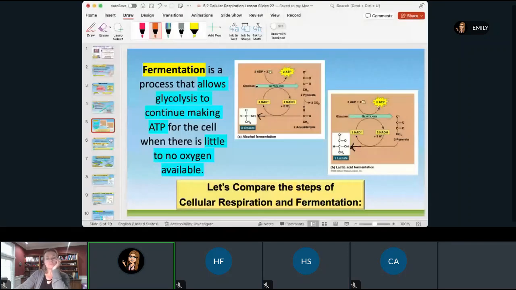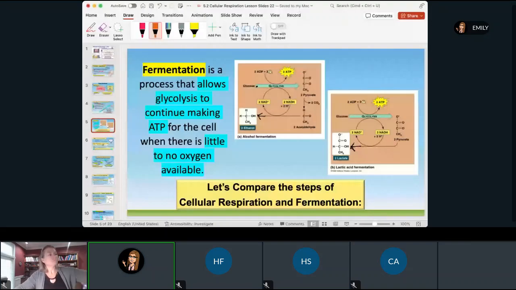So, fermentation is a process that allows glycolysis to continue making ATP for the cell when there's little to no oxygen available. Fermentation is really important because, and we're going to go through the steps of glycolysis in a second, when glycolysis happens, it produces NADH, which is a lot like NADPH. It's just an electron carrier. And it also produces what we call pyruvate.